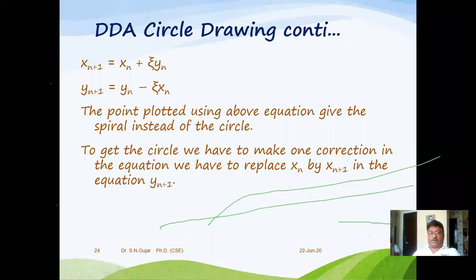To get the circle, we have to make one correction in the equation. What is the correction? We have to replace xn with xn plus 1 in the equation of yn plus 1. What is the yn plus 1 equation? Yn minus xn. So you have to replace that with xn plus 1. Then the equations become: xn plus 1 is equal to xn plus epsilon yn, and yn plus 1 is equal to yn minus epsilon xn plus 1. So this is my incrementing value.